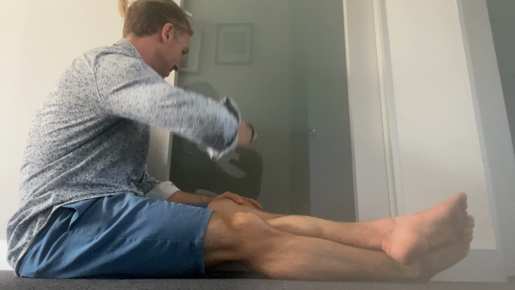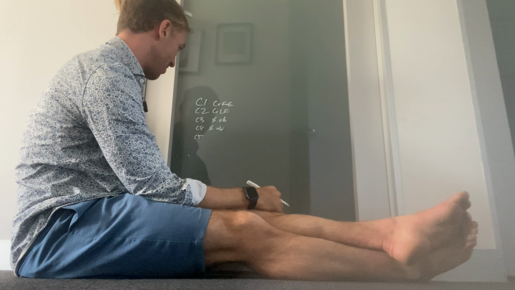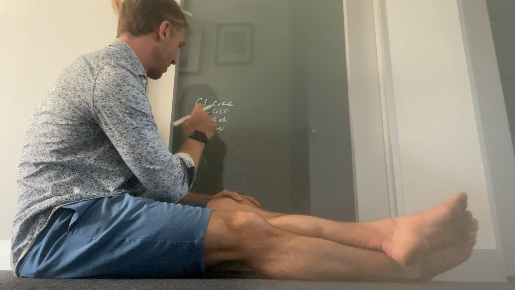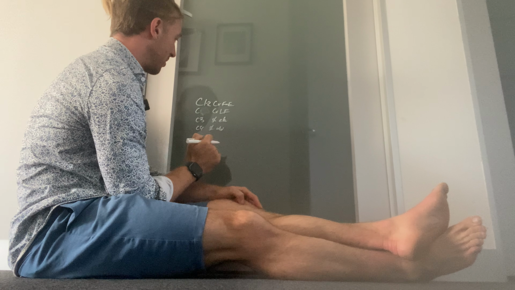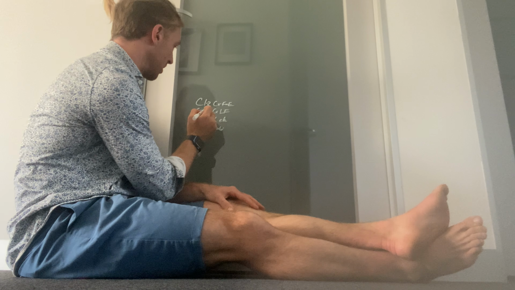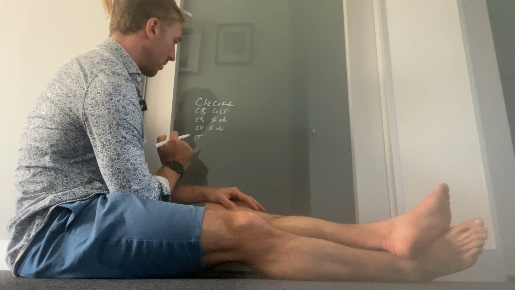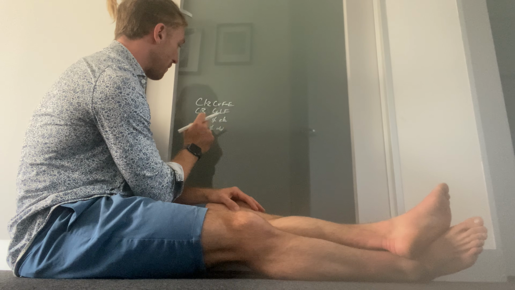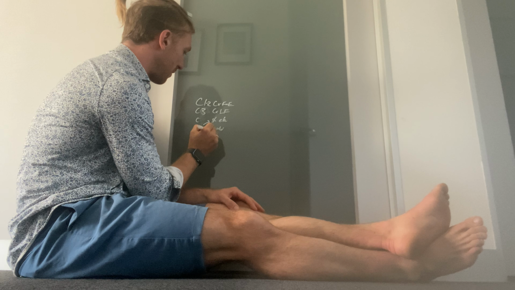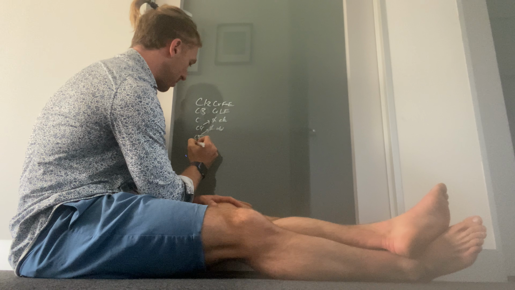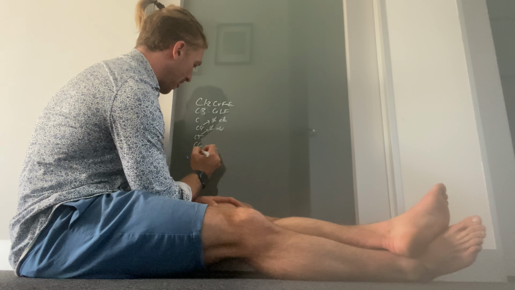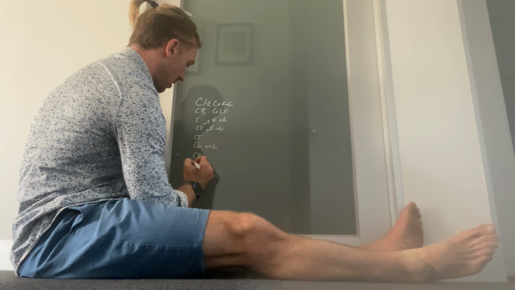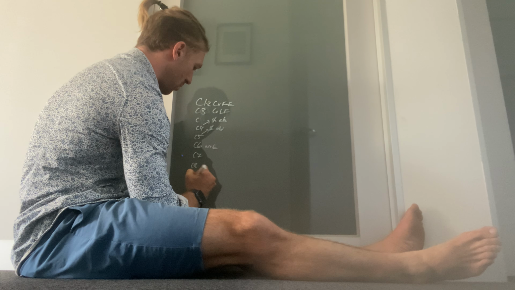No, I've got it wrong here. This is why I do these videos. C1 to 2 is flexion extension. C3 is cervical lateral flexion. C4 is shoulder elevation. C5 is shoulder abduction. C6 is wrist extension. C7, C8, and T1 we have remaining.